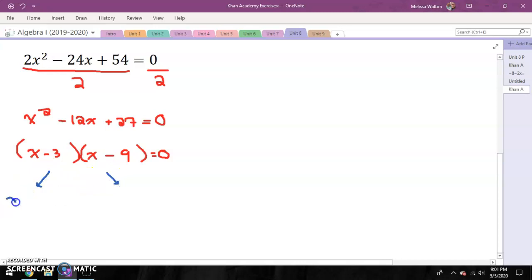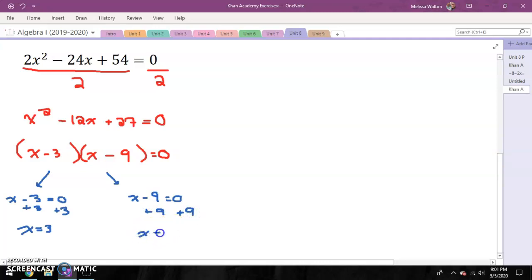Some of you guys might be able to do this in your head. I'm going to go ahead and just write it out just in case. So first off, I have x minus 3 is equal to 0 if I add 3 to both sides. My first solution to this equation is x is equal to 3. Awesome. And over here I have x minus 9 is equal to 0. And if I were to add 9 to both sides, my second solution is x is equal to 9.